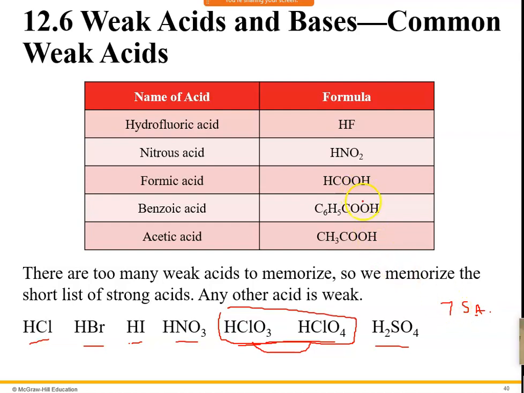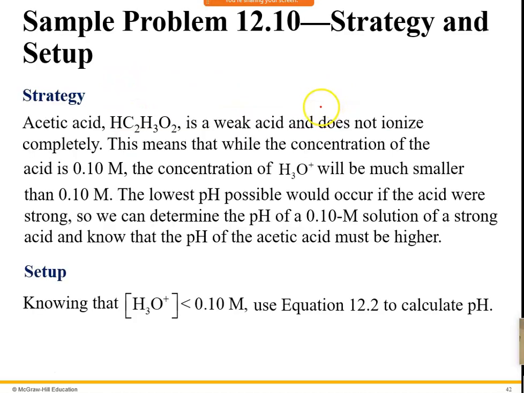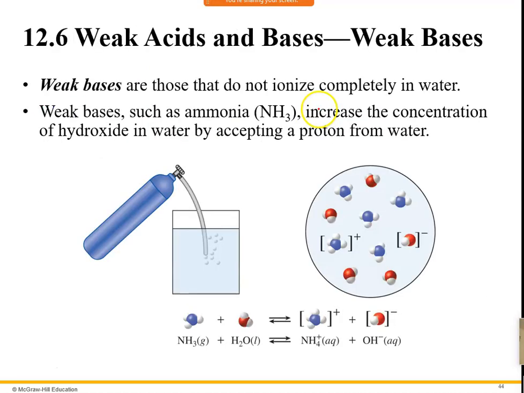Acetic acid, benzoic acid, formic acid. This is the acid in fire ants. So when fire ants inject you, it's formic acid. Nitrous acid, hydrofluoric acid. We are not going to be doing the pH calculations of weak acids and bases. They aren't that straightforward, so we are not going to be doing this.